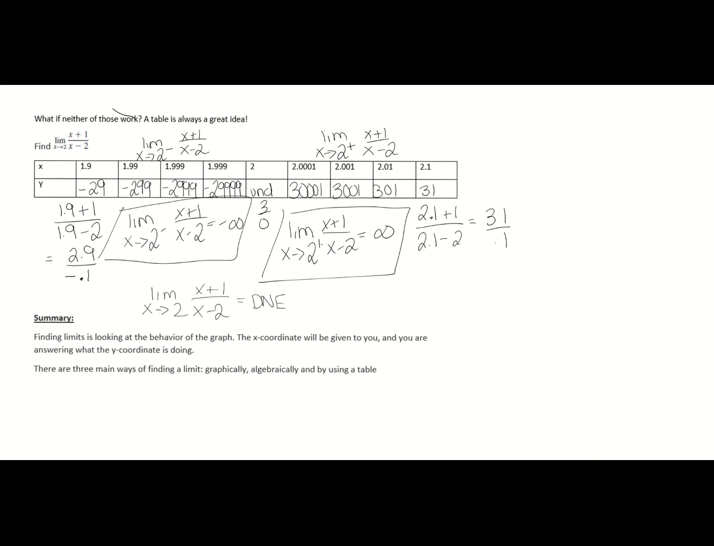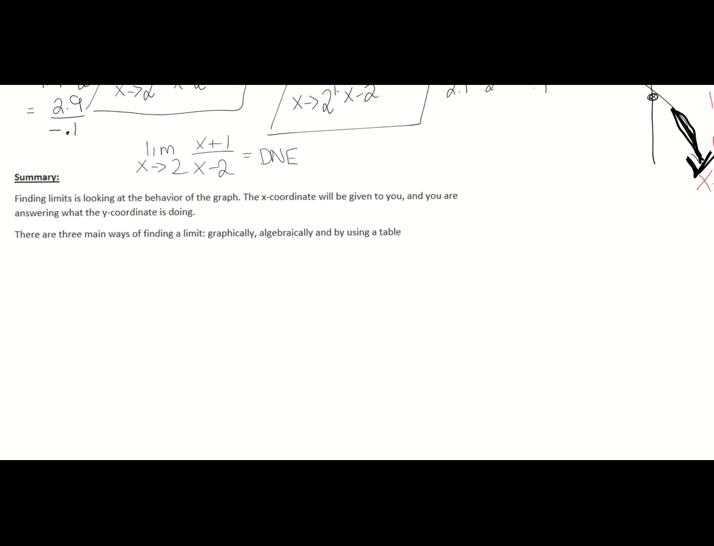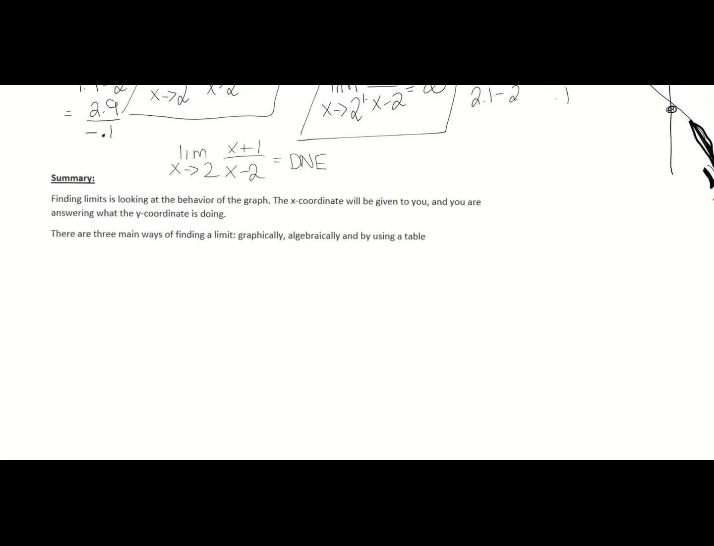So as a quick summary of what just happened in the introduction to limits, finding limits is looking at the behavior of the graph. The x-coordinate will be given to you and you are answering what the y-coordinate is doing. So you are looking at the behavior of the graph as it approaches the x, and you are finding what the y-coordinates are approaching. So the key note here is the behavior, right? And then there are 3 main ways of finding a limit: graphically, algebraically, and by using a table. Happy finding limits.